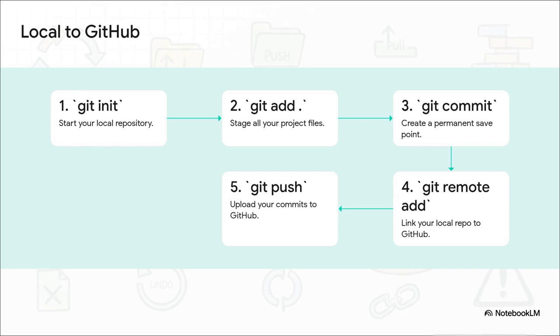So here's what it looks like when you put it all together. This is the whole workflow for getting a new project from your machine up onto GitHub. You start the repo, you add and commit your files, you tell your local folder the web address of your GitHub repo, and then you just push it up. These 5 steps take your project global.